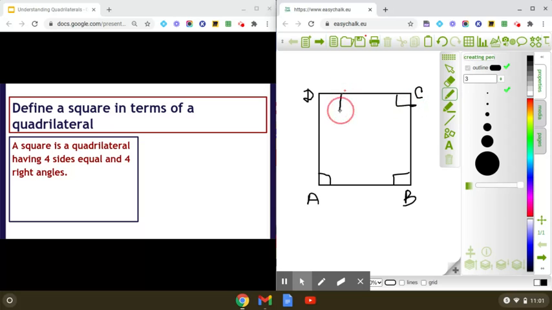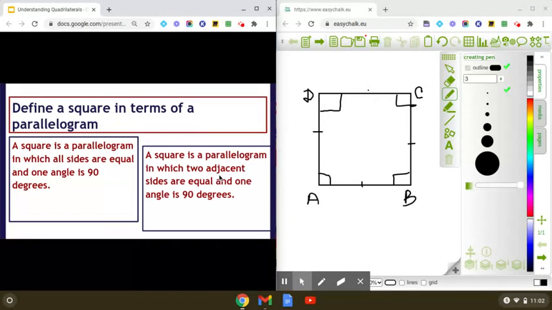So a quadrilateral means a polygon having four sides. So if a polygon has four sides and all sides are equal and each angle is 90 degrees, then we call it a square. So what is the definition of a square in terms of a quadrilateral? A square is a quadrilateral having four sides equal and each angle 90 degrees. So basically we say four right angles, right?